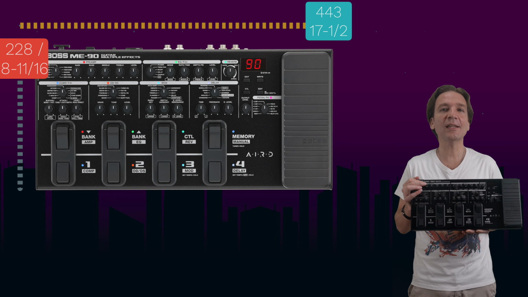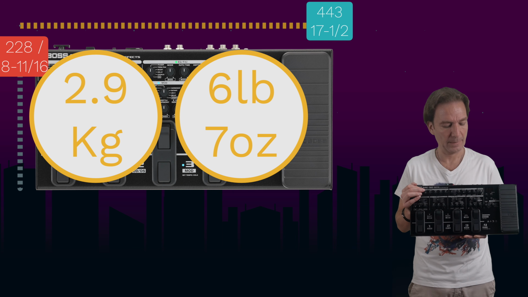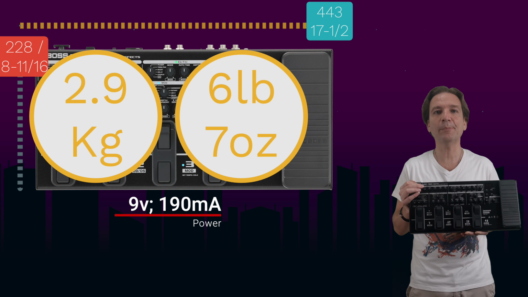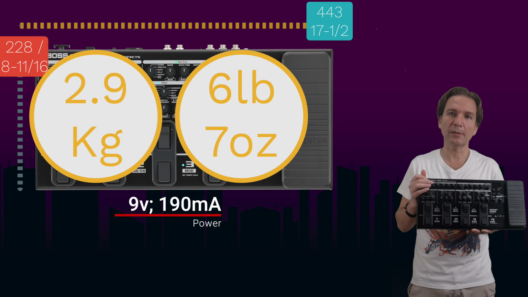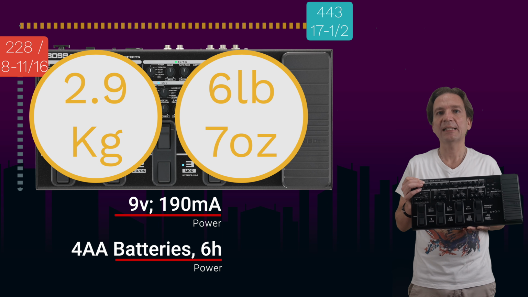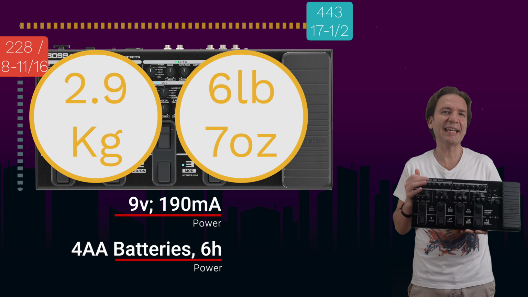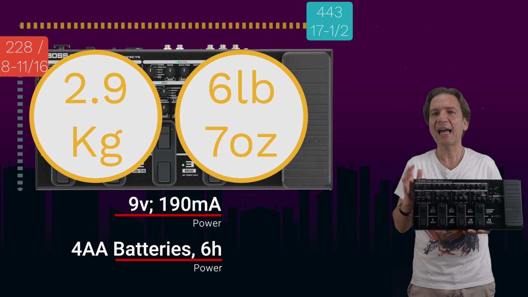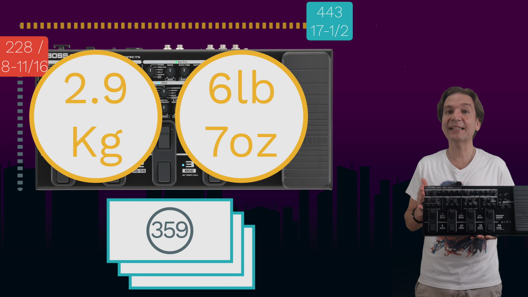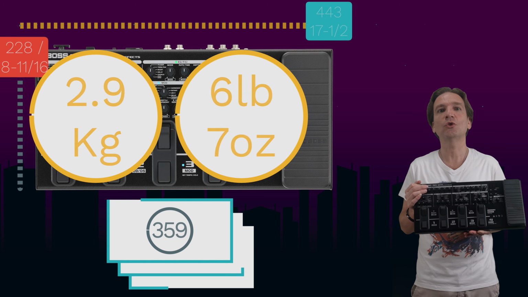The dimensions are the ones shown on the screen, and it weighs 2.9 kilos. It requires a power supply at 9 volts and 190 milliamperes that is not included in the box, but you can also run the unit with 4 AA batteries included in the box that offer 6 hours of performance. This is pretty nice actually, a nicer option than I expected, as we will see in my 2 cents section of this video. The price is around 359 bucks and it is going to be available since July the 6th, 2023.